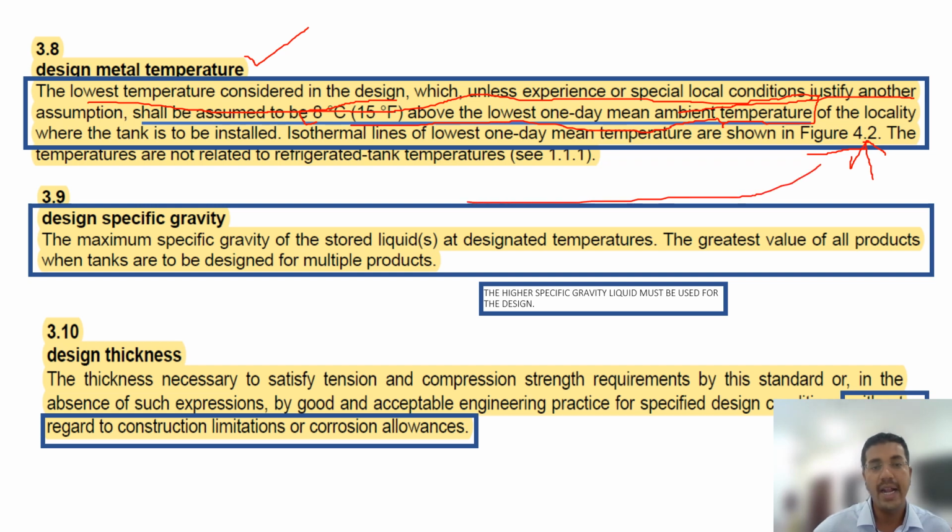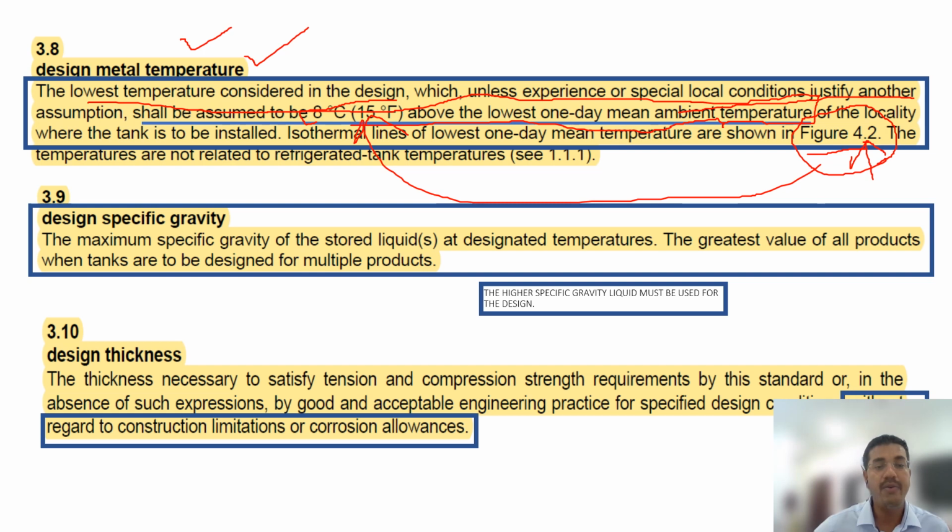I have to add 15 degrees Fahrenheit above the lowest mean temperature. It shall be assumed to be above the lowest one day mean ambient temperature. So how much will the temperature come to? You have to add 15 degrees F or 8 degrees C to find the design metal temperature. Clear? We will go to figure 4.2 in further slides and exercise this to find out the design metal temperature. A must question for open book and closed book.